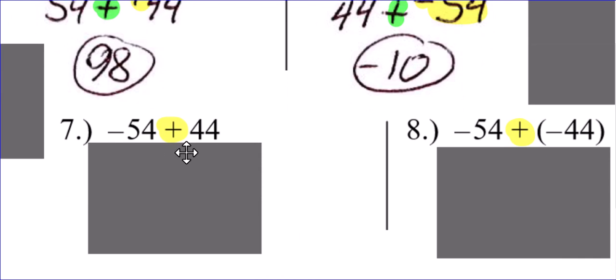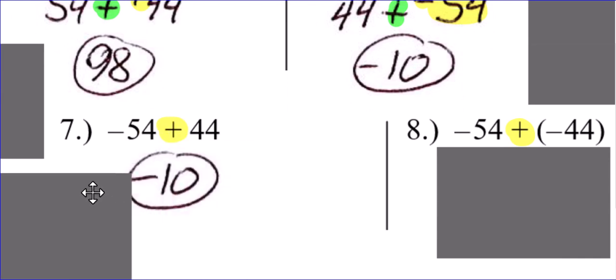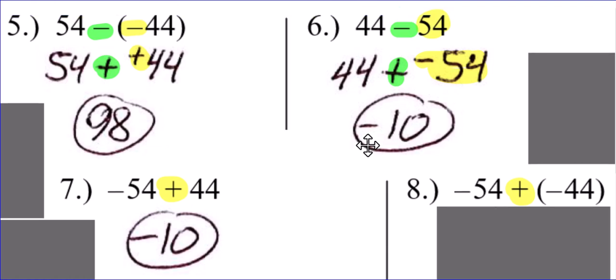Okay, so number 7. What do? Negative plus positive, subtract in your head. This actually ends up being the same as number 6, kind of. I mean, the order was different, but the order doesn't really matter with addition, does it? Negative 54 still has the bigger absolute value, so the answer is still negative. And since it was a negative plus a positive, that's why we subtract. Different signs. Subtract in your head, negative 10.